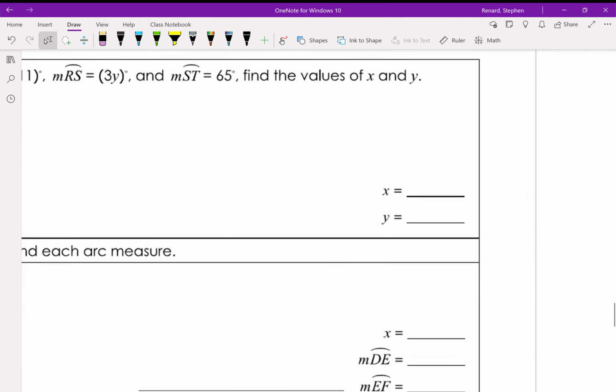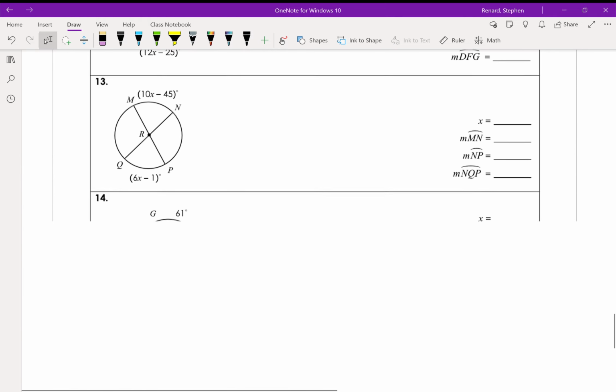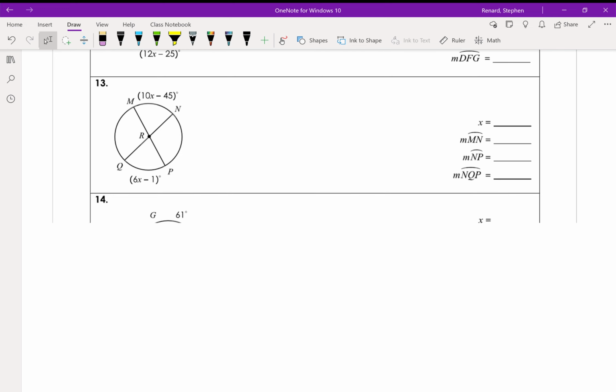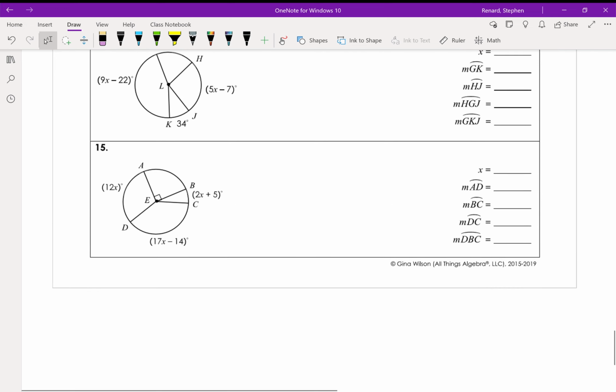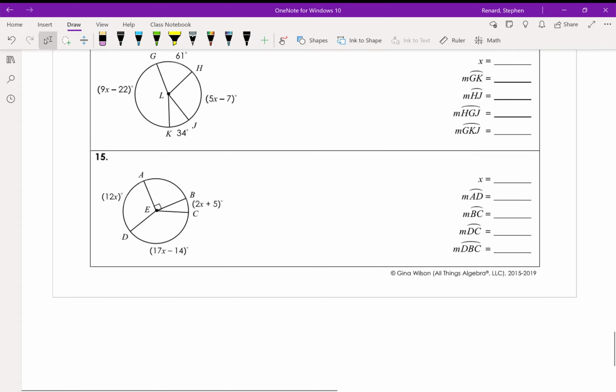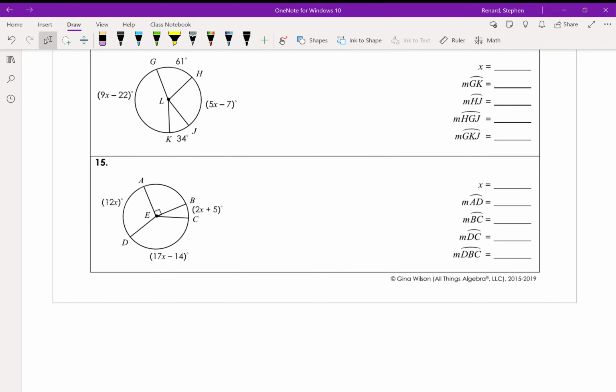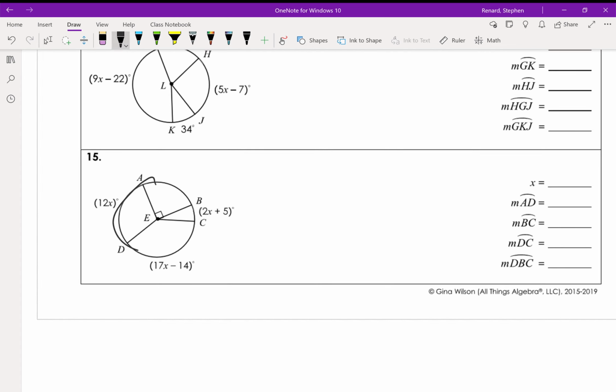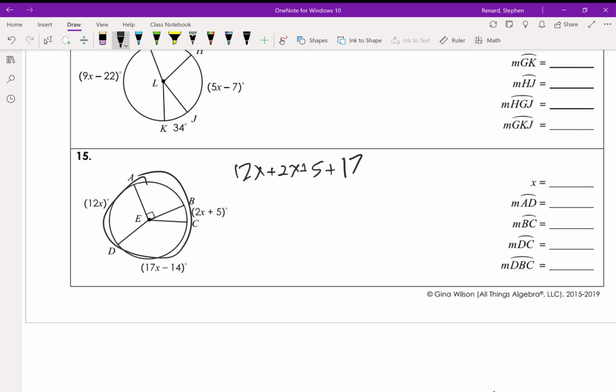So then let's look at, I don't know. Hey, where'd you go? 14 disappeared on me. Let's just look at 15. Okay. So what we're going to do on 15 is we're going to solve for x first. So we know that all of these have to add up to 360. So we're going to go 12x plus 2x plus 5 plus 17x minus 14 plus 90.